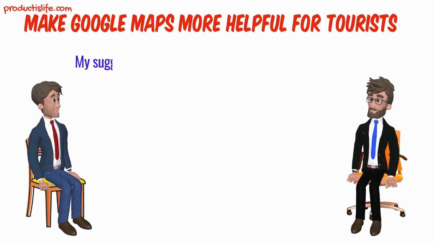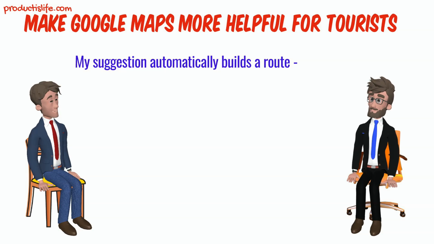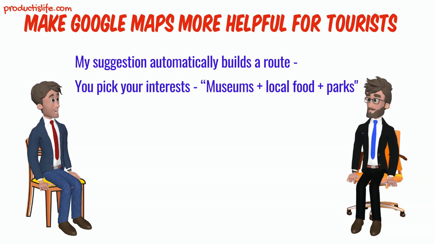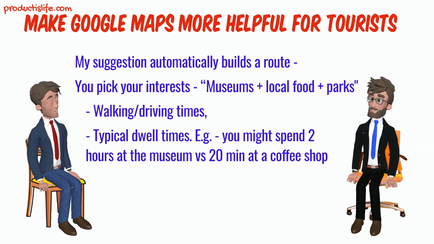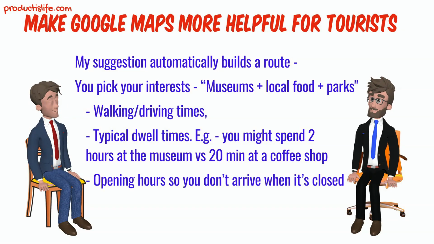What I am suggesting is more like you pick your interests. For example, museums plus local food plus parks. And it automatically builds a day routine that considers walking or driving times, typical dwell times. Like you might spend 2 hours at the museum versus 20 minutes in a coffee shop. And even opening hours so you don't arrive when a certain place is closed.